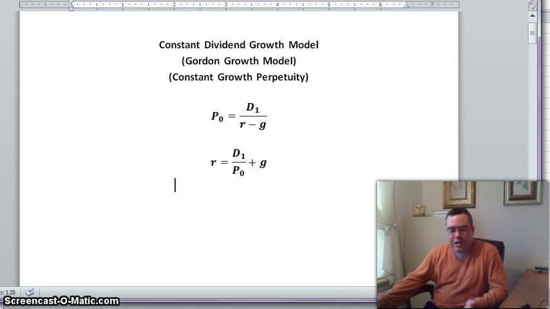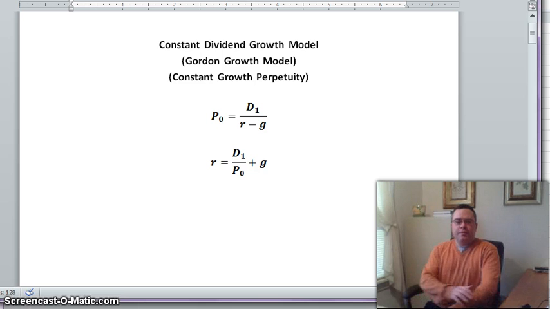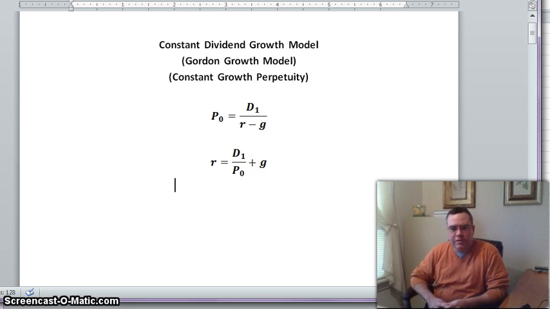Alright, so let's start with Chapter 9 on stocks. The only thing we're really going to cover out of this chapter is this one model. It's called the constant dividend growth model. It's got some other names like the Gordon growth model, the constant growth perpetuity. But it's a real basic model for pricing stock based off its dividend stream.